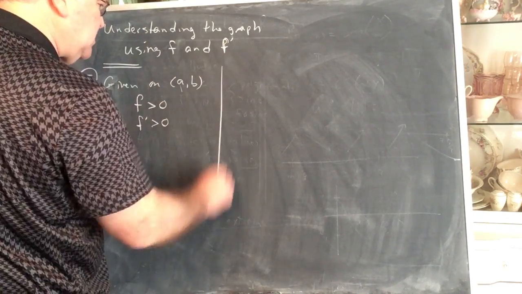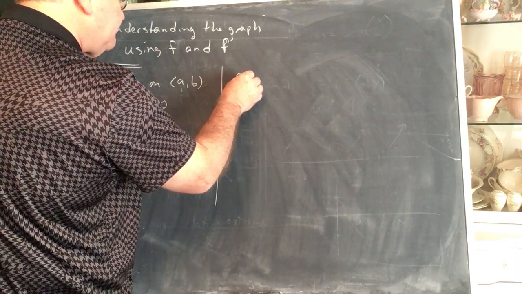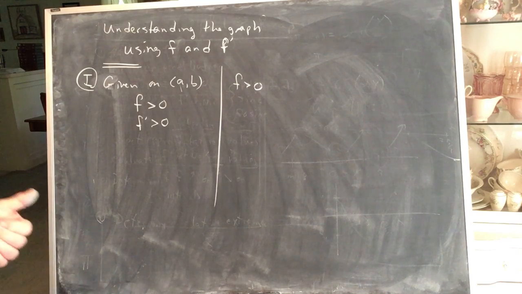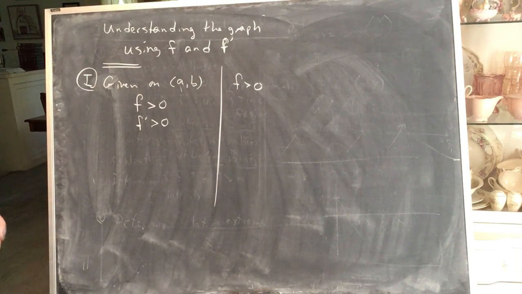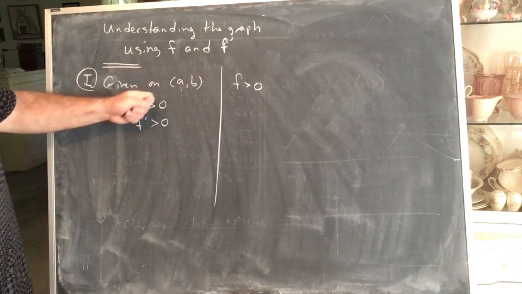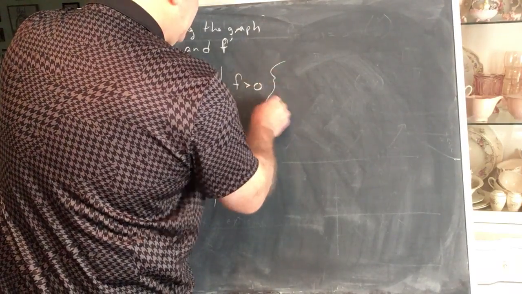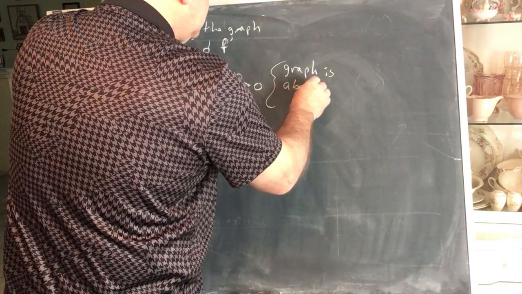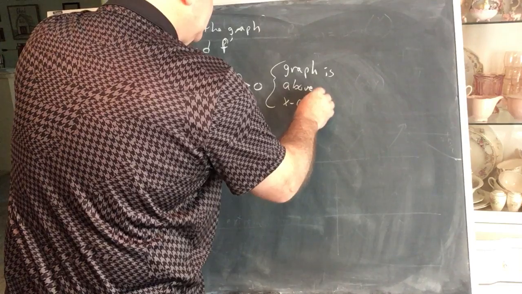Now, the first piece is, what do we mean when we say the function is greater than 0? Well, the function greater than 0 means when you substitute the x values, you produce a y value which is positive. And we know if the y value is positive, that means the point x comma y must be above the x-axis. So if the function is greater than 0 on the interval, that means that the graph is above the x-axis.